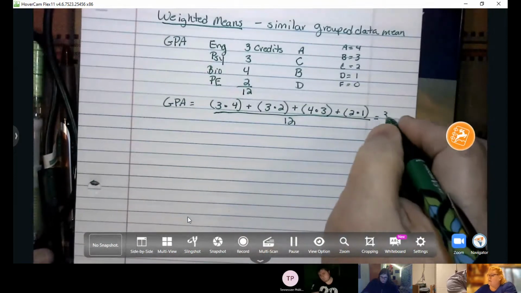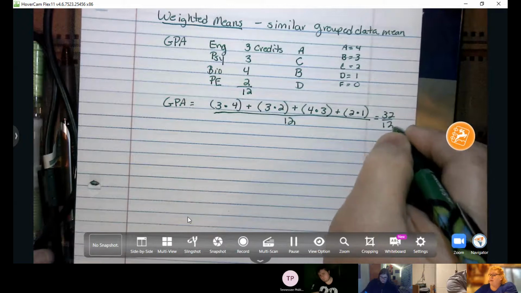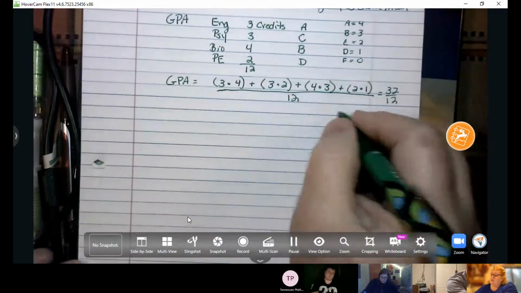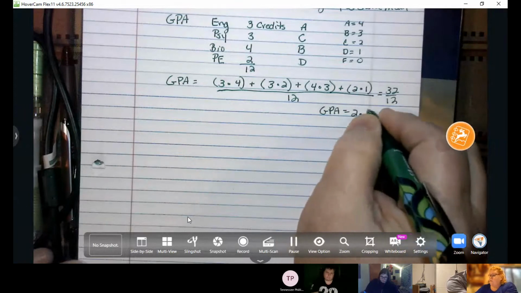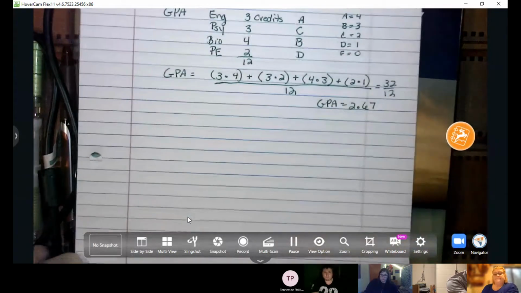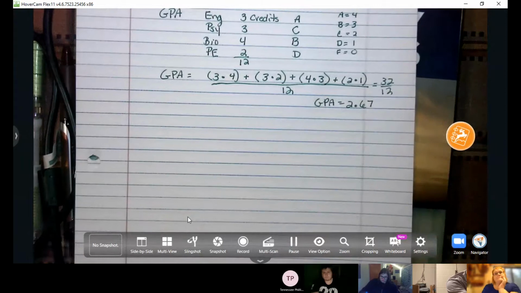And so we have 32 divided by 12, which gives us a GPA of 2.67. And so that's how you calculate your GPA.